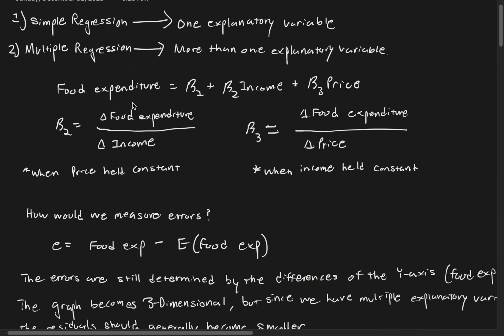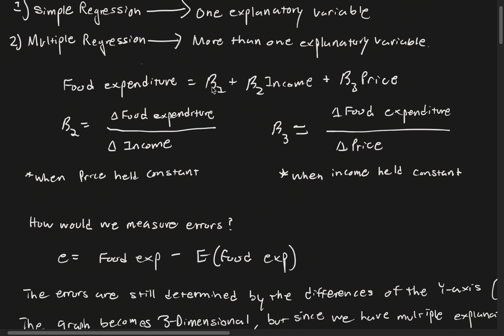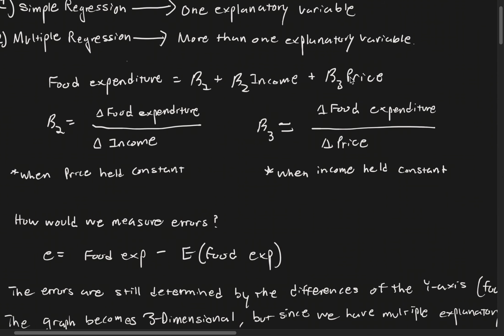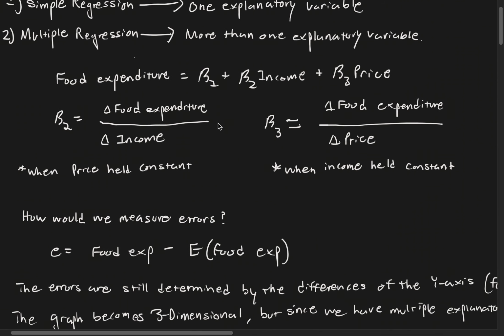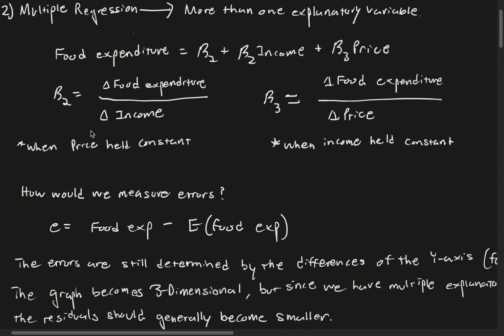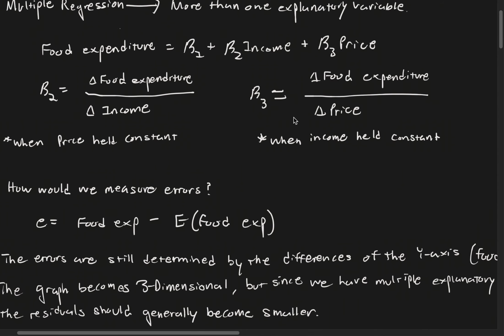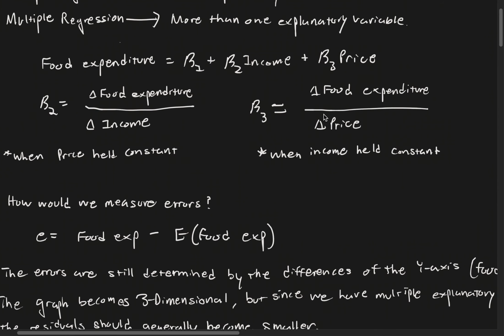Okay, so in the example we used before, if we're trying to find the variables of food expenditure, we can use income and price. Previously we just used income, but in a multiple regression, we can use different variables. So we include price, and then we'll use different coefficients for each variable. So for beta 2, the change of food expenditure over income, the important part is when price is held constant. And the same for finding the slope of food expenditure in relation to price.